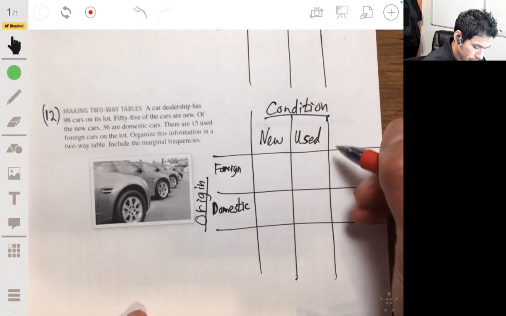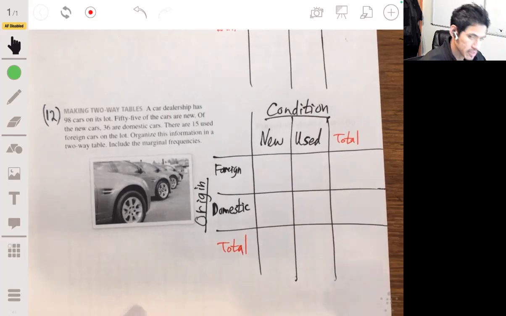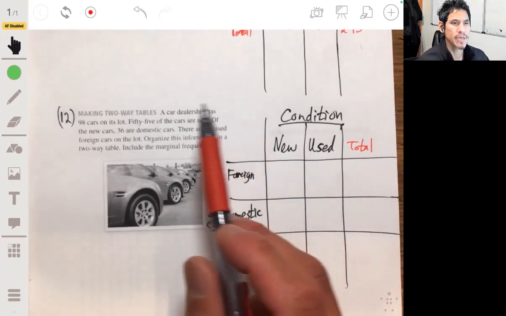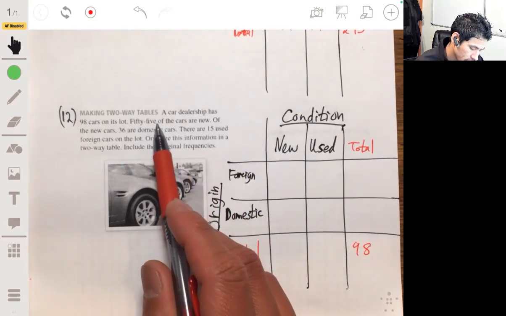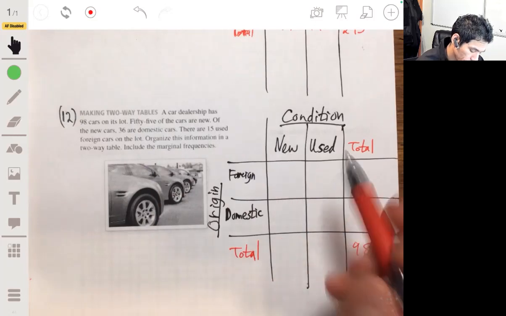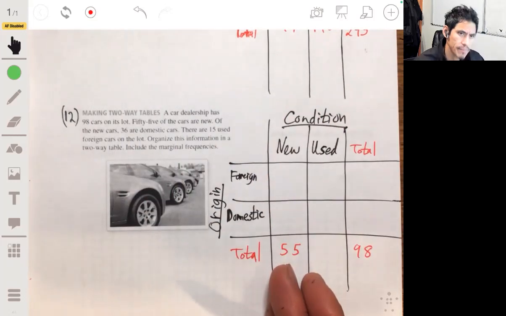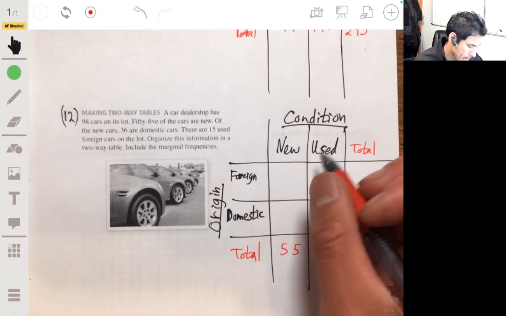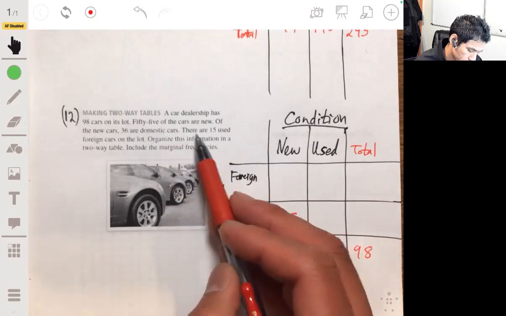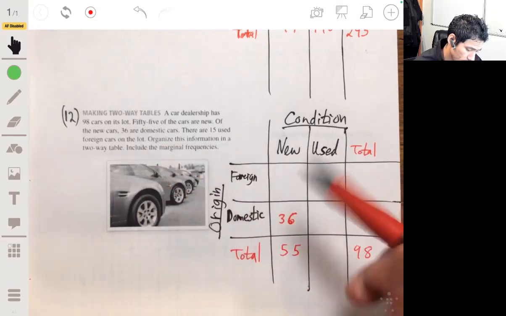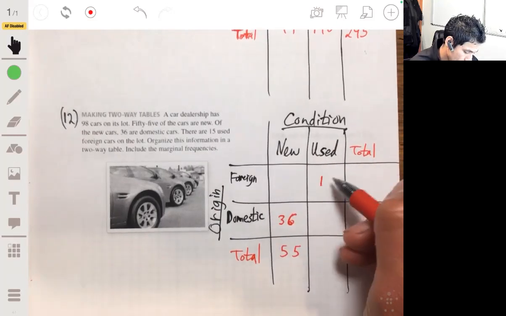And don't forget the totals, remember? Total. And we just fill it in. Car dealership has 98 cars on its lot. So a total of 98. 55 of the cars are new. Total new, 55. Of the new cars, so this column here, 36 are domestic. Bang, 36. There are 15 used foreign cars on the lot. So used and foreign, bang, right here.